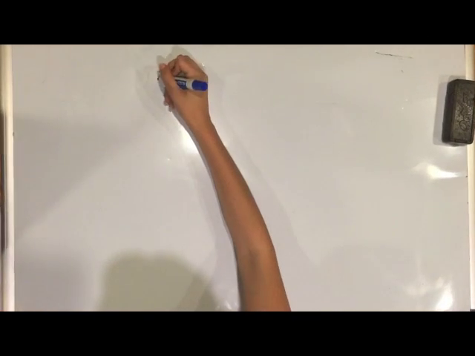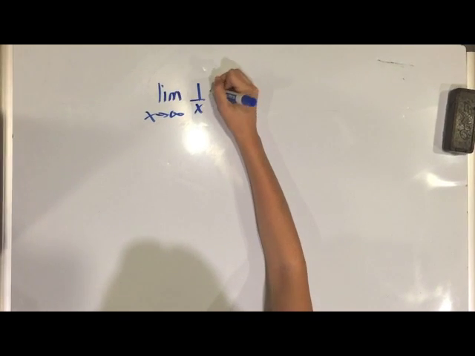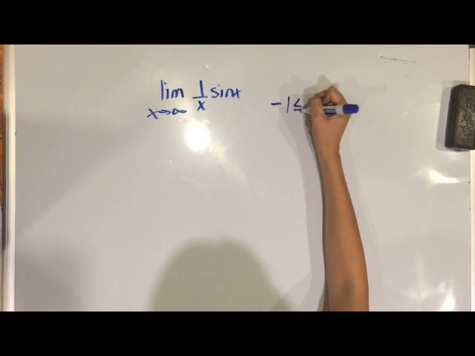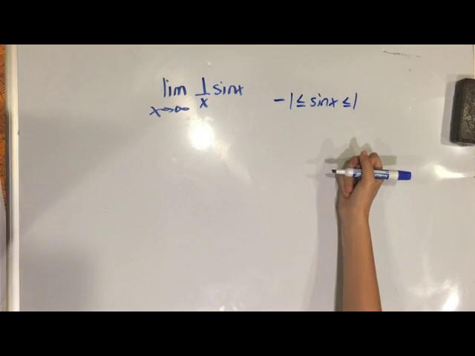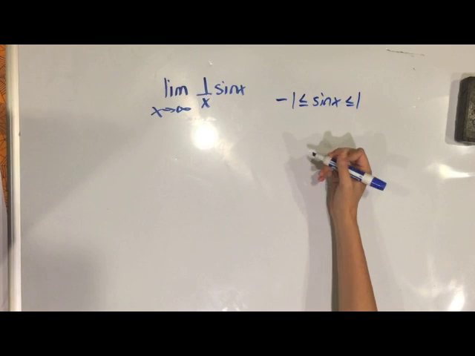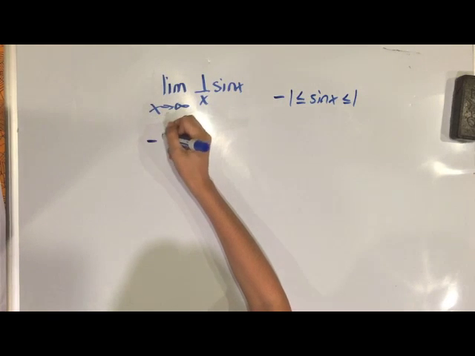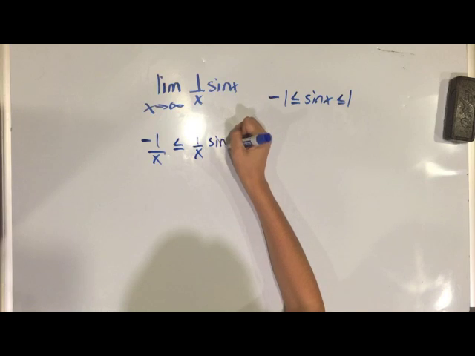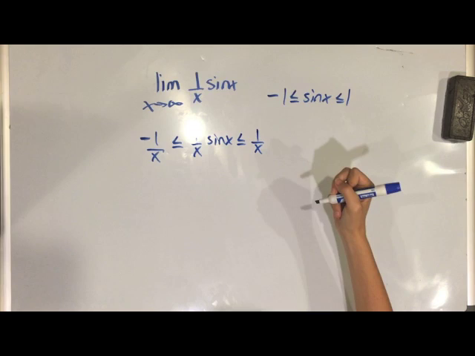This next problem applies limits at infinity to the squeeze theorem. So the problem is the limit as x approaches infinity of 1 over x times sine x. So first we have to write the restriction of sine. So to continue the problem, we multiply everything by 1 all over x in order to get the original function. So that will be negative 1 over x is less than or equal to 1 over x times sine x, which is less than or equal to 1 all over x.